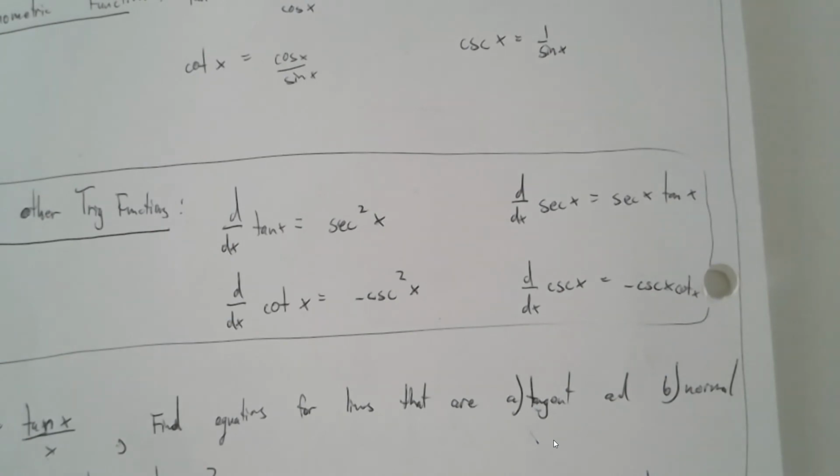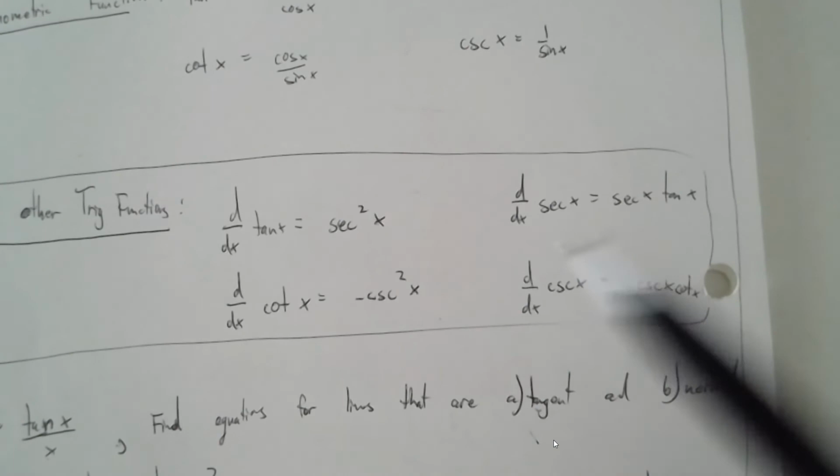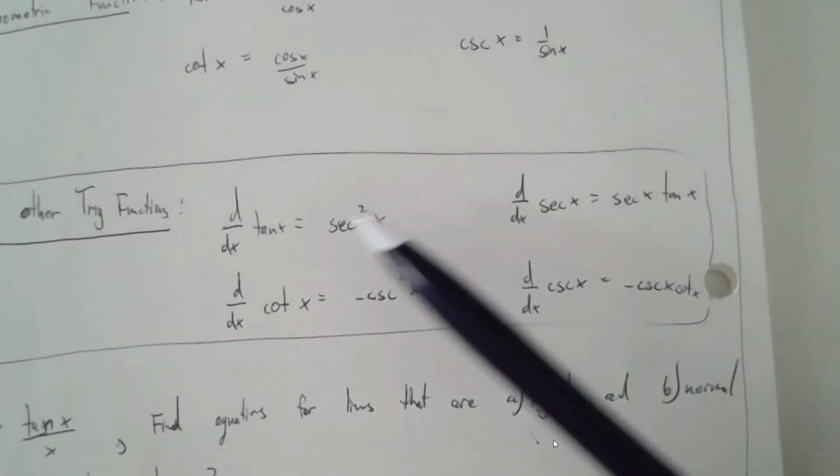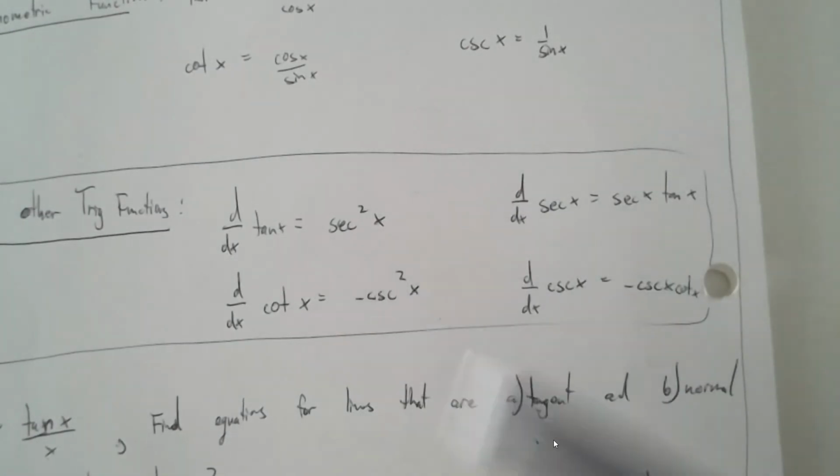Is everybody good copying all this stuff down? I'm going to launch right into an example right away. Again, conceptually speaking, nothing new today. We're just taking derivatives of the other trig functions, right? All right. Are we good so far? Yes? No? Yes, Gray.